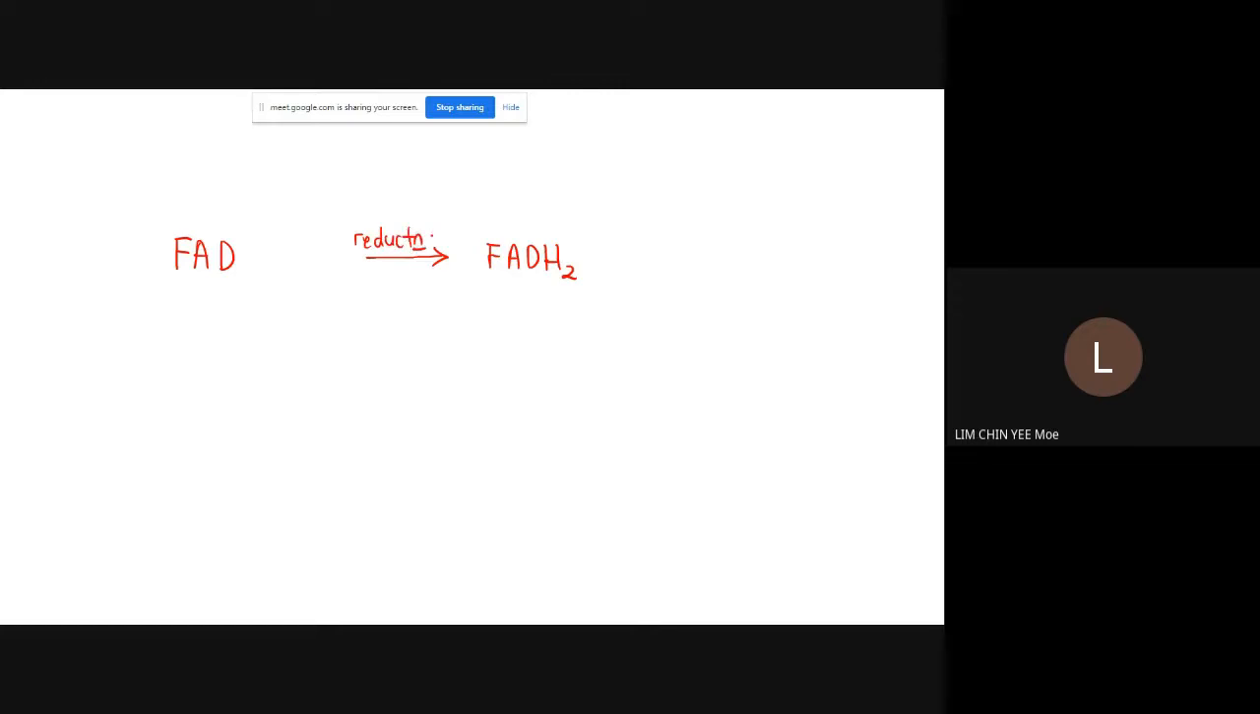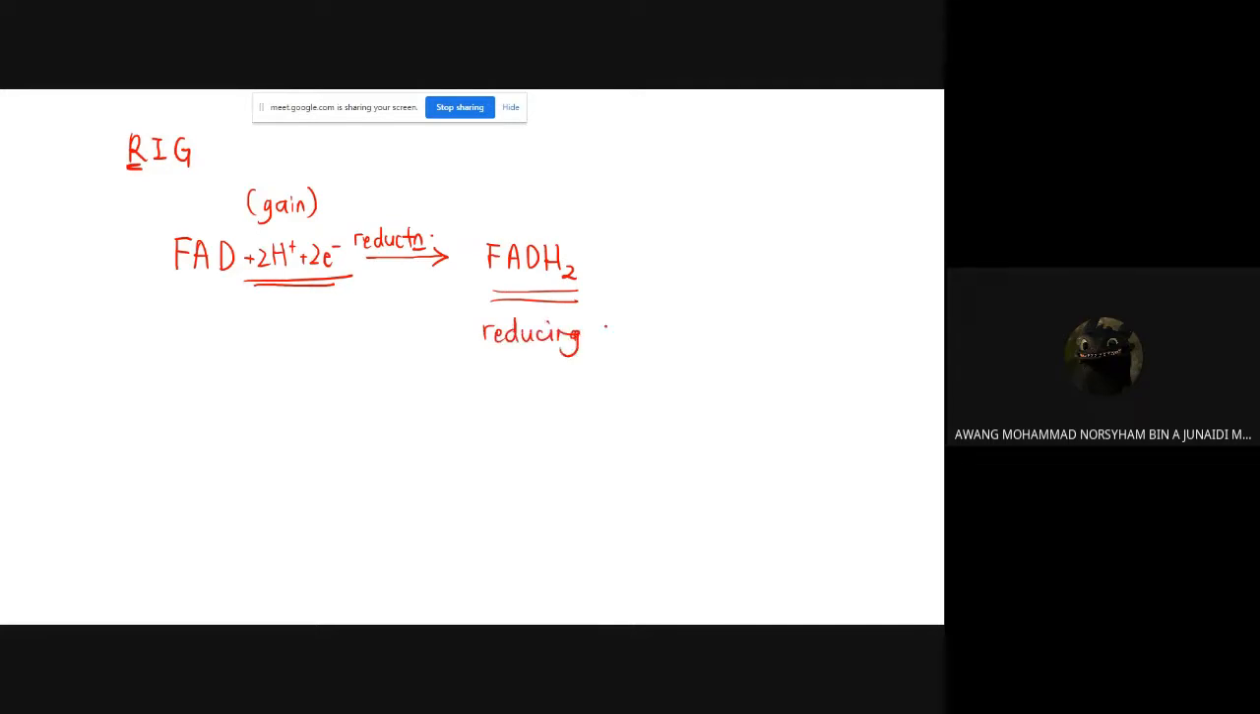Reduction is the same thing like NAD plus tadi, dia dah tambah hydrogen, tambah electron. Sebab dia dah tambah hydrogen, tambah electron, it gains. So, kalau gains, itu ialah reduction. So, FAD gain hydrogen and electron, it means FAD is reduced to FADH2. So, FADH2, what can you say? Is it a reducing agent or an oxidizing agent? Oxidizing agent. Reducing agent. Reducing. FADH2, class siapa-siapa yang ada H ini, mesti ialah reducing agent.